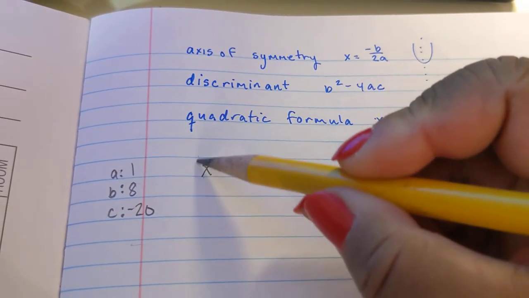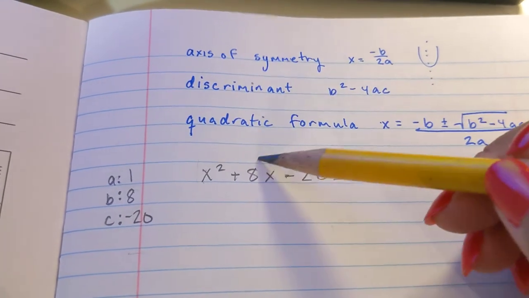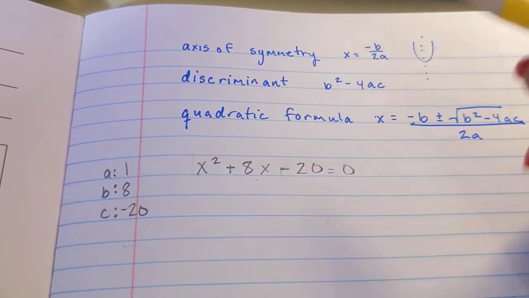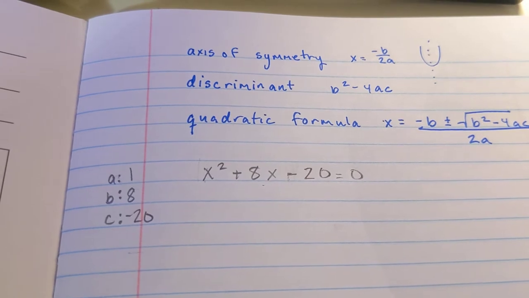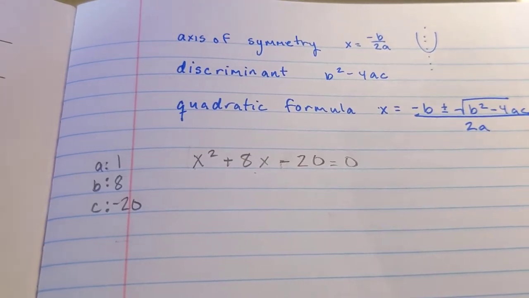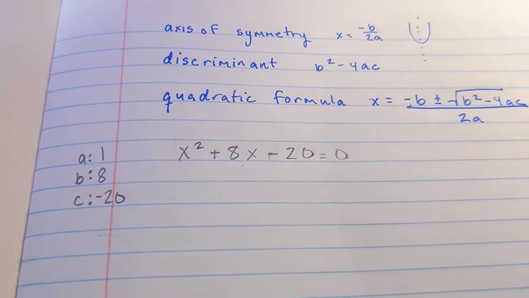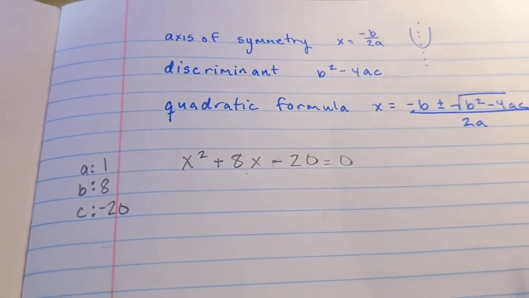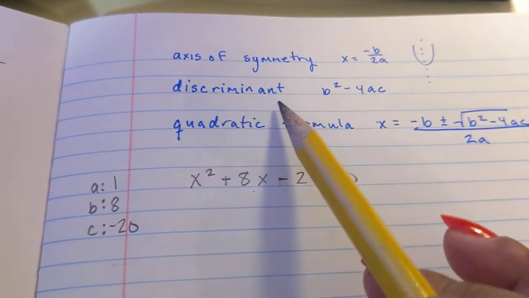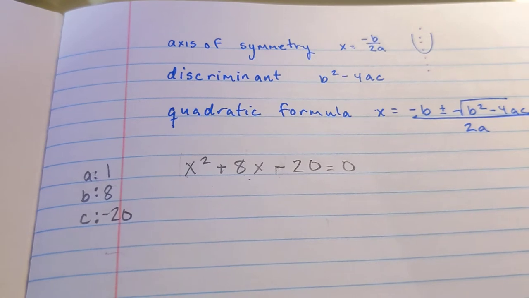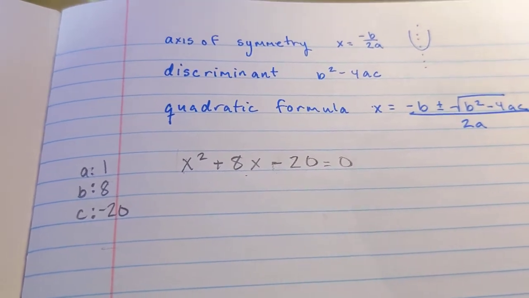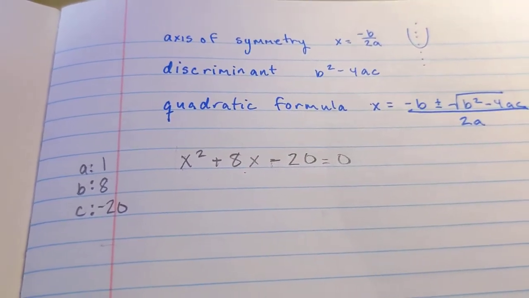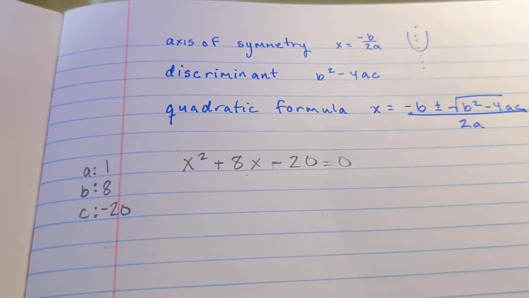A is always found with our x squared term. B is always our x term. And C is always our constant. So now we're going to go into finding our discriminant. Now, what you read from your notes said that the discriminant is going to tell me whether I have one solution, whether I have 2 solutions, or whether I have 0 solutions.